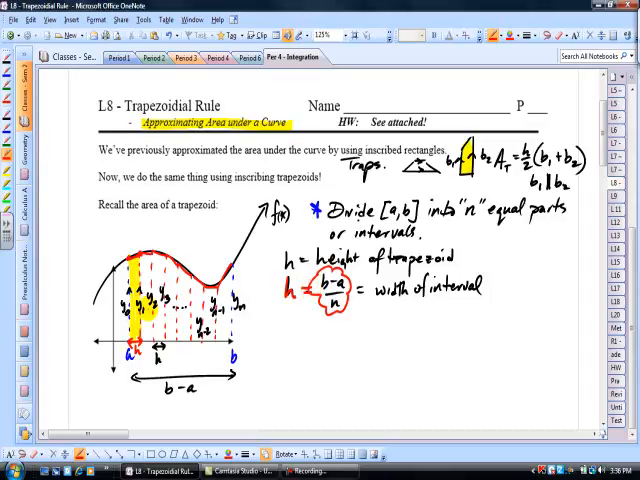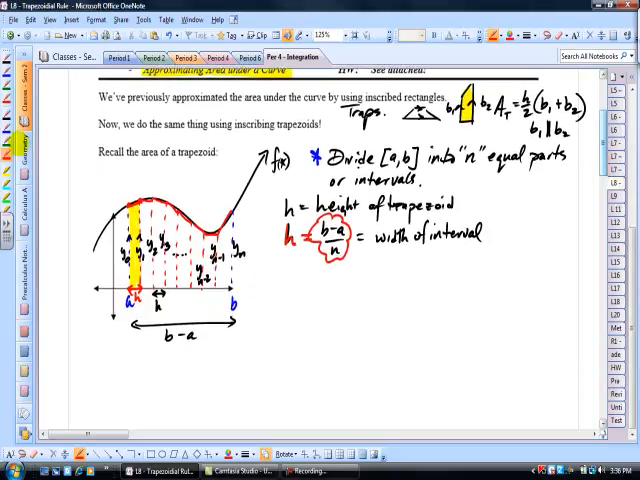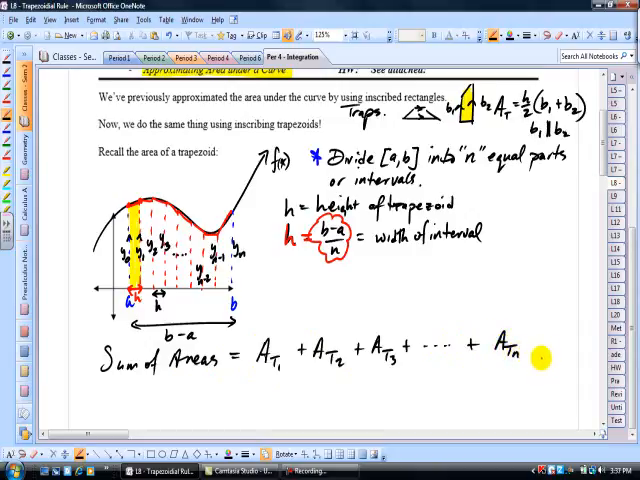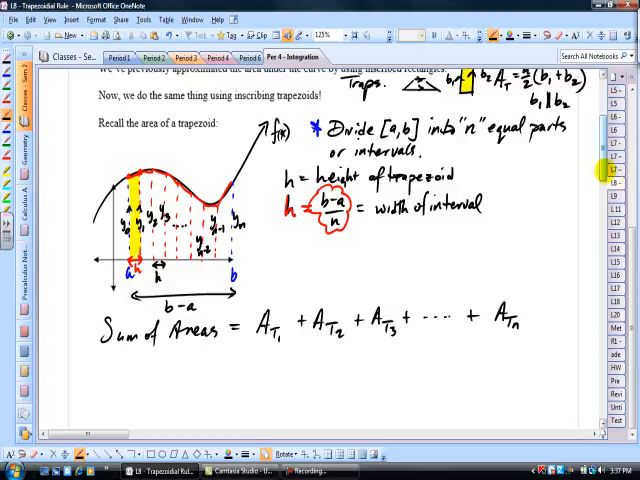But what we want to do is approximate the area underneath the curve and above the x-axis from a to b. So what I need to do is come up with a way to find the area of each trapezoid and simply add them up. And that's my plan. So I'm going to take the sum of the areas, and that's going to be the area of trapezoid 1 plus the area of trapezoid 2 plus the area of trapezoid 3 and so on, dot, dot, dot, all the way to the area of trapezoid n, the nth one. I'm going to add them up.